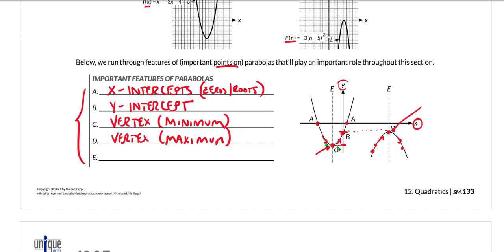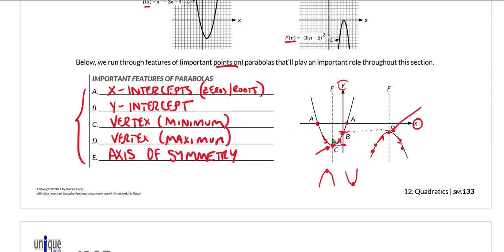So again, vertices are the turning points, but they can be either minimums or maximums depending upon the shape or orientation of the parabola. If the parabola opens down or is like a frown, then we have a maximum. If the parabola opens up, if it's a smiley face, then we have a minimum. And finally, we have these vertical lines E. You can see that those are two vertical lines that go through the vertices of these parabolas, one through point C, one through point D. Those are known as the axis of symmetry.